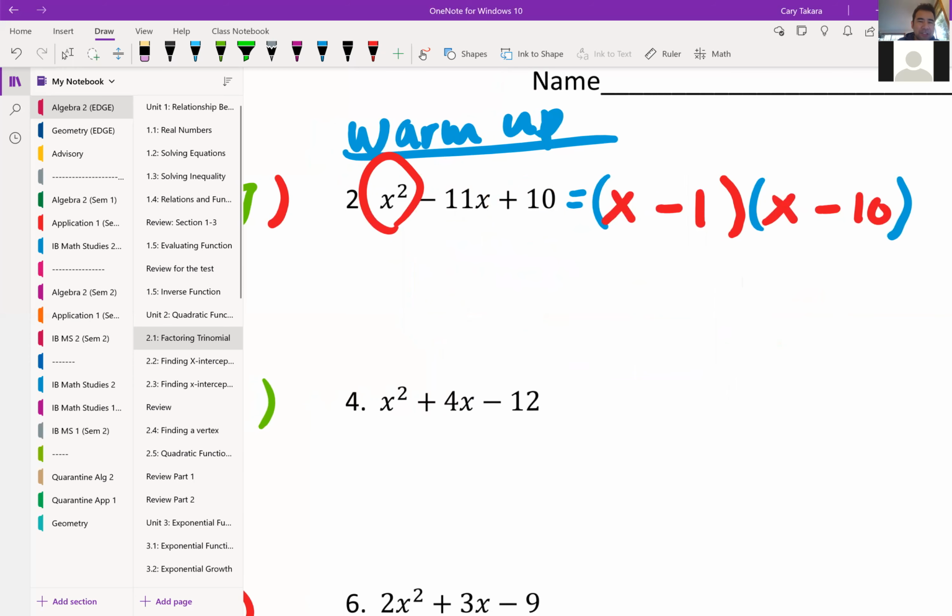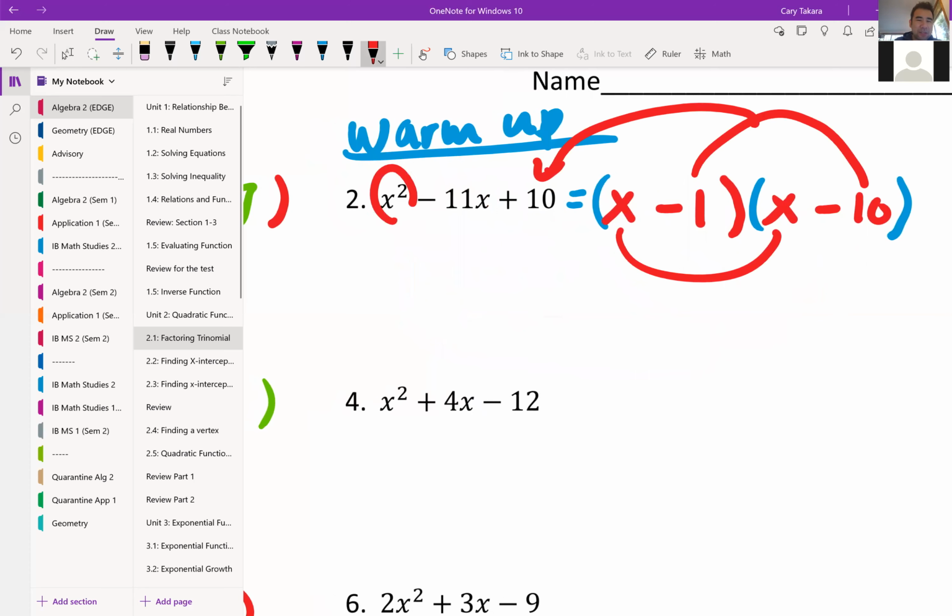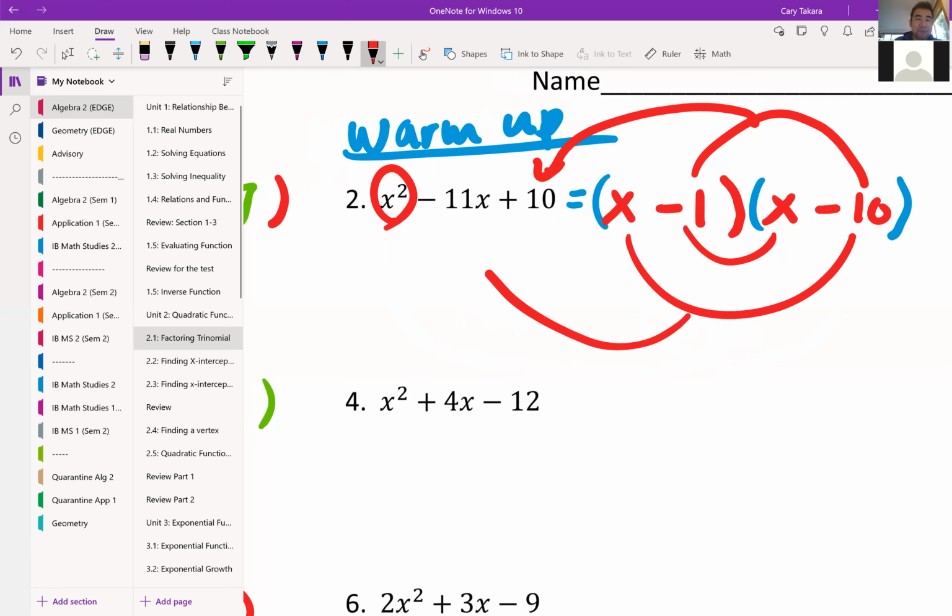And the last thing that I want you to check is, well, negative 1 times negative 10. Will that give me positive 10? It's important that you check that last step, okay? And then it does, right? Negative times negative is positive. So that will be positive 10. And then x times x will give me x squared. And then negative 1x and negative 10x, that will give me negative 11x. So everything is all accounted for, right?